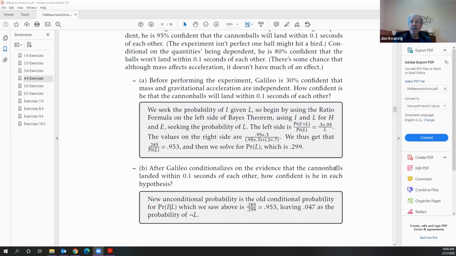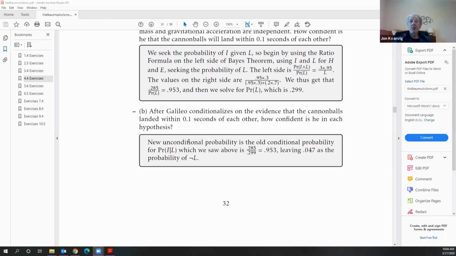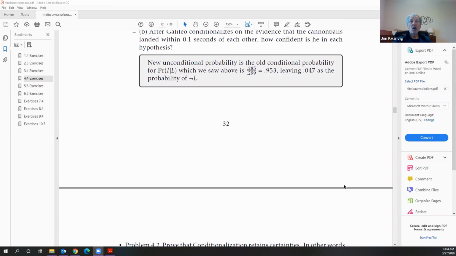After Galileo conditionalizes on the evidence that the cannonballs did land within 1/10 of a second, how confident is he in each hypothesis? Well, the new unconditional probability is the old conditional probability, which we saw above is 0.953, leaving 0.047 as the probability of not L.